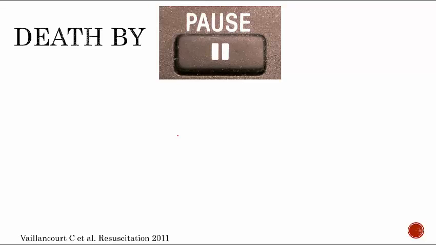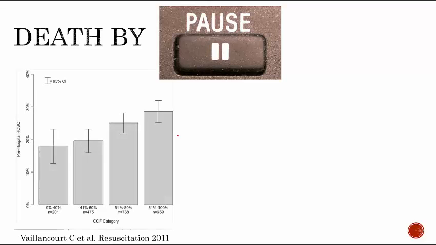In Resuscitation 2011, what they did was they looked at the percentage, or the compression fraction, done by EMS in pre-hospital patients and broke them down into quartiles and looked at ROSC. So they had about 2,100 patients. And again, this is pre-hospital, this is EMS stuff. They broke down these 2,100 resuscitations into you spent 0 to 40% of the time on chest, you spent 41 to 60% of the time on chest, etc., etc. And they looked at their ROSC.